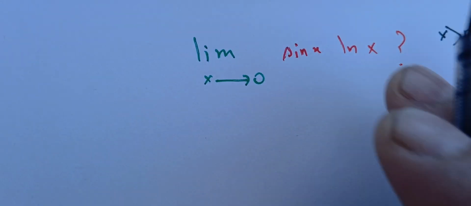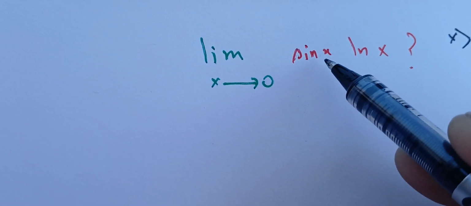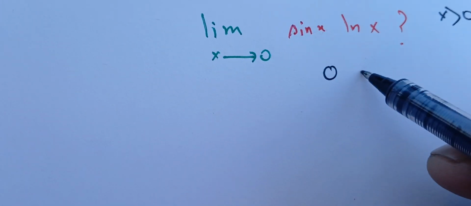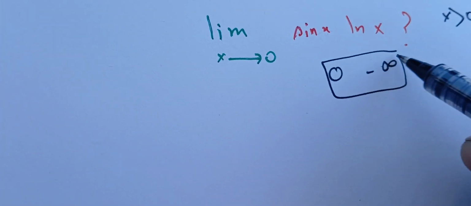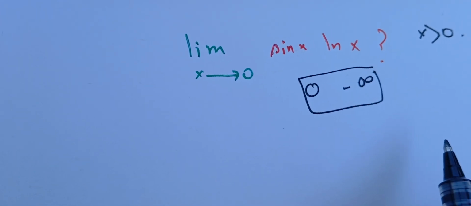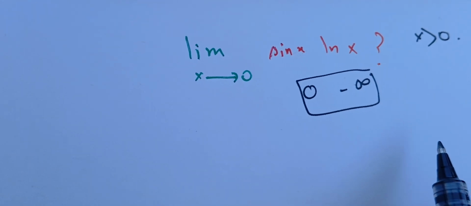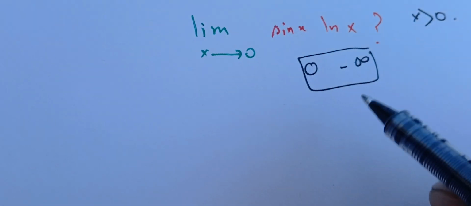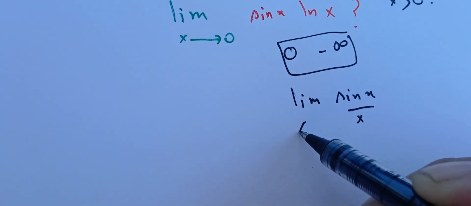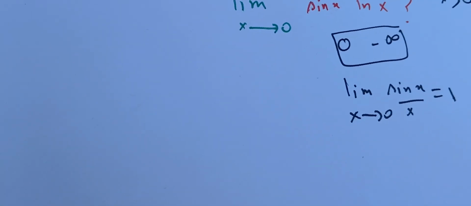Okay, so if we start and evaluate, the limit of the sine as x goes to 0 is 0, and this one here is minus infinity. So we're going to have a problem here. A quick way to find this limit is that we can use the fact that the limit of sine of x over x as x goes to 0 is 1. That's the key that we're going to use here.